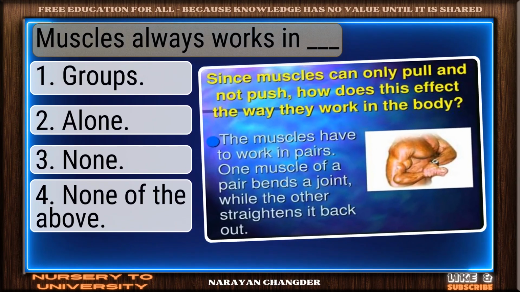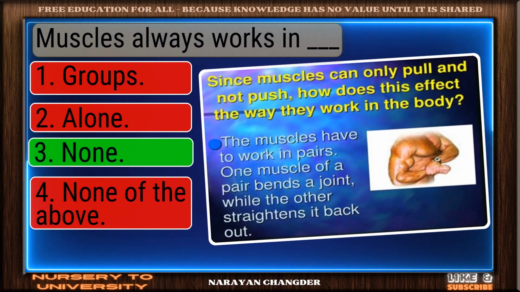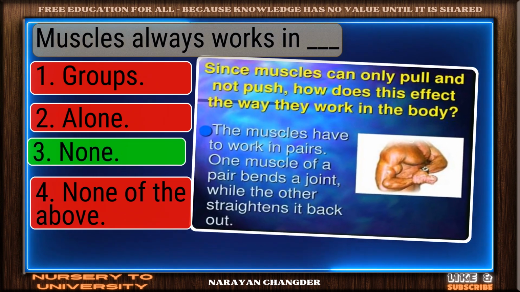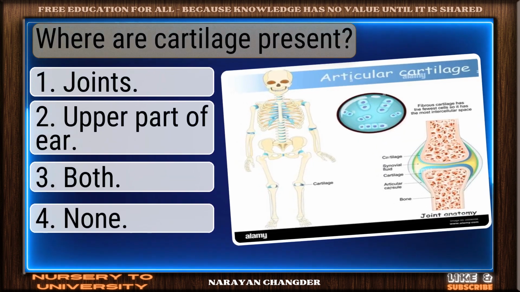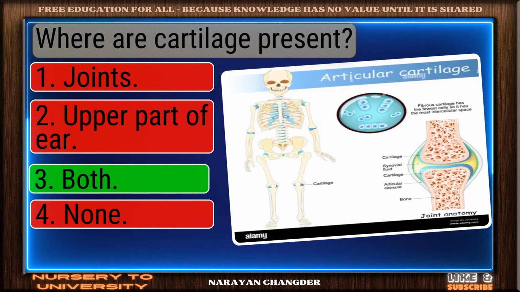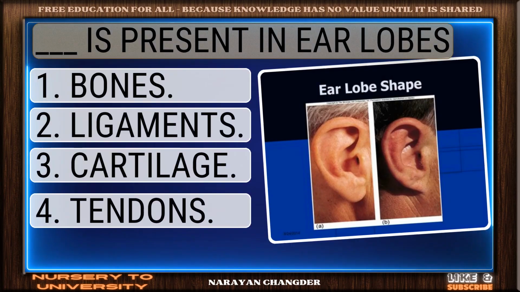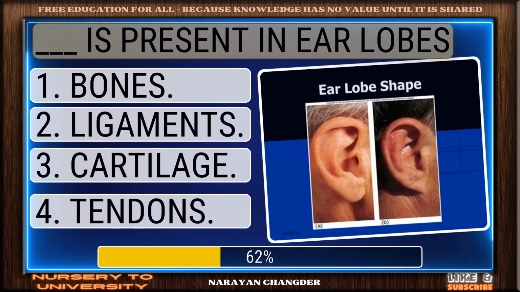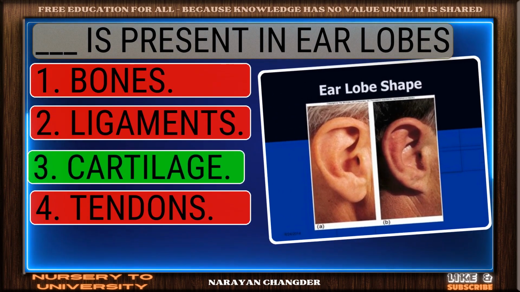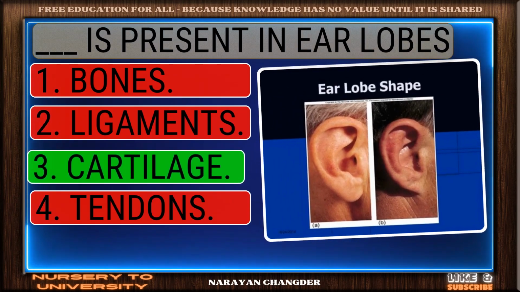Muscles always work in dash. Well reasoned. None is the correct choice. Where is cartilage present? Well done. Both is the right choice. Dash is present in earlobes. Great thinking. Cartilage is the right choice.